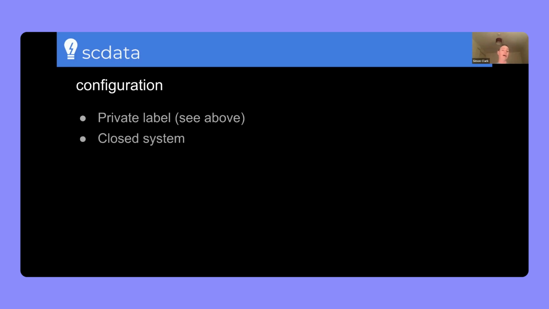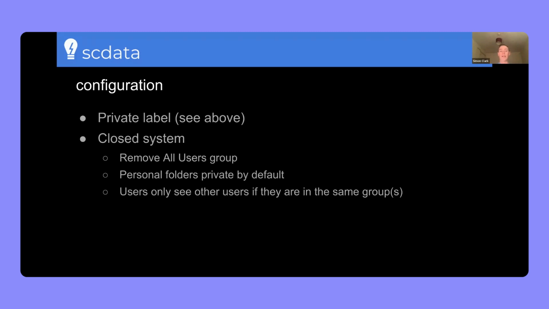The closed system, what that actually does is it removes the all users group, so there's no way to apply actions to all users via a group anymore. It makes all users' personal folders private by default, and it makes it so that a user can only see any other users if they're in the same group. So if you imagine you've got a group per partner, if I try and share my personal folder, I'm only going to see people who I work with, which is what you want, because you want to hide your partners from each other and their existence as well as obviously their data.